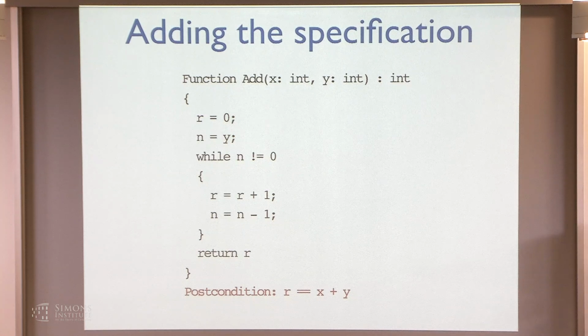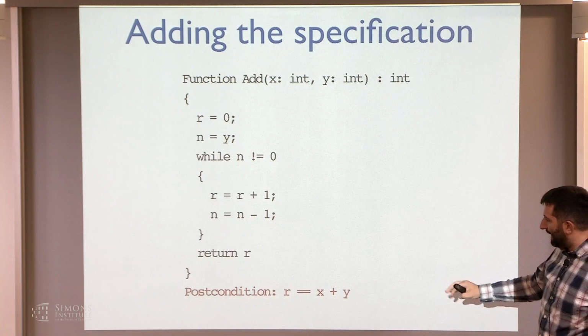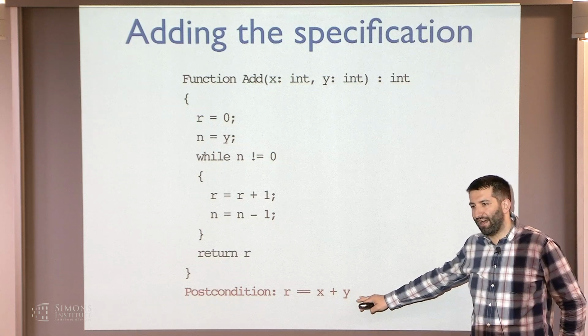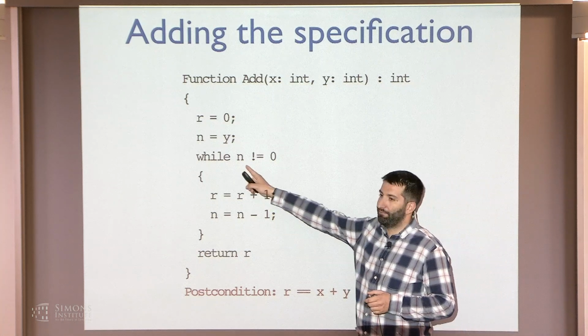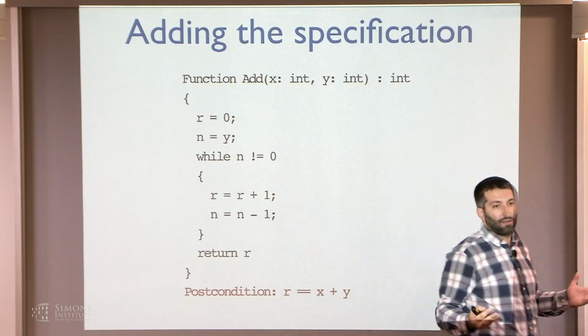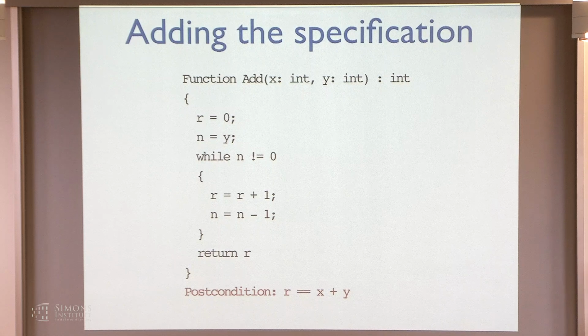Now, unfortunately, just adding this condition is still not enough. Why is not enough? What can go wrong? We need conditions on x and y, for instance. Exactly, we need conditions on x and y. Because otherwise, for instance, we may give a negative number and never hit 0, and so this program would run forever.